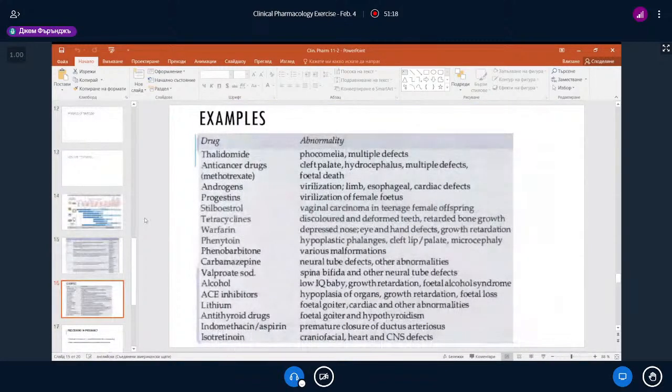One more important table, and here is another table that is also important, and also you can get some questions in the exam of the different drugs and their related abnormalities that can happen during pregnancy, like carbamazepine, neural tube defects; alcohol, low IQ baby, growth retardation, fetal alcohol syndrome; ACE inhibitors can cause hypoplasia of organs, growth retardation. Antithyroid drugs can cause fetal goiter and hypothyroidism, and so on.